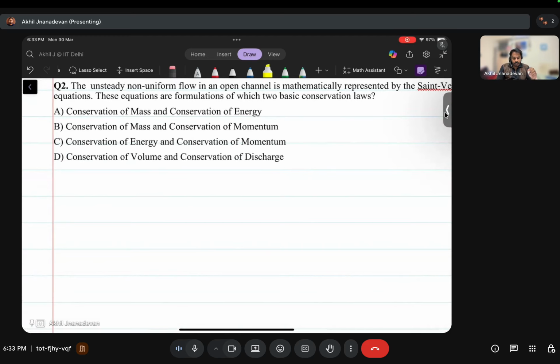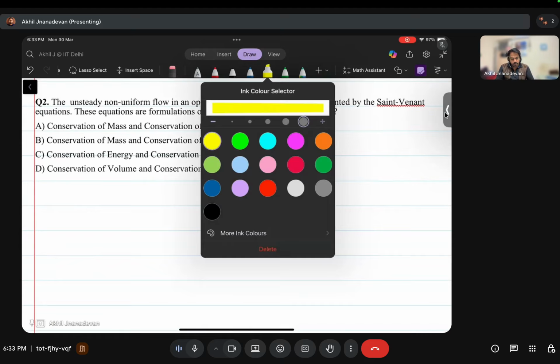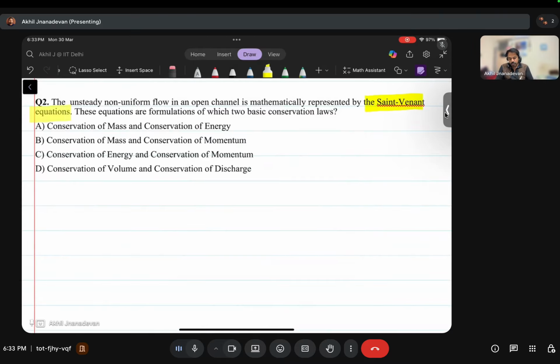Okay, so next we can come to the second question, that is, the unsteady non-uniform flow in an open channel is mathematically represented by the Saint-Venant equation, right? So the Saint-Venant equation is the basic equation used to model unsteady non-uniform flow in an open channel. If you have taken courses related to open channel flow, this will be very clear to you. And this same Saint-Venant equation is the basis for our hydraulic routing also. So there we will be using the Saint-Venant equation, right?